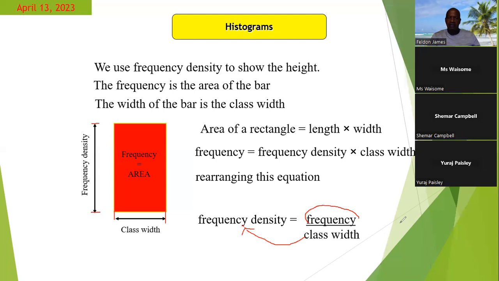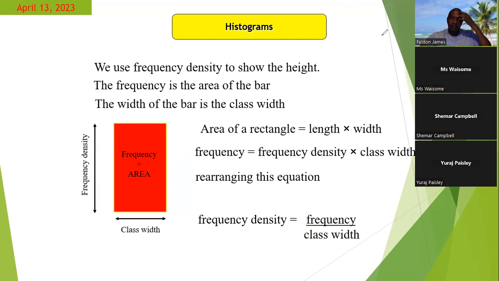Is that clear? So in this case, our vertical axis, we're going to label it as frequency density and not frequency. Because in order to get the frequency, you actually have to multiply the frequency density by the class width, which gives you the area of the rectangle.